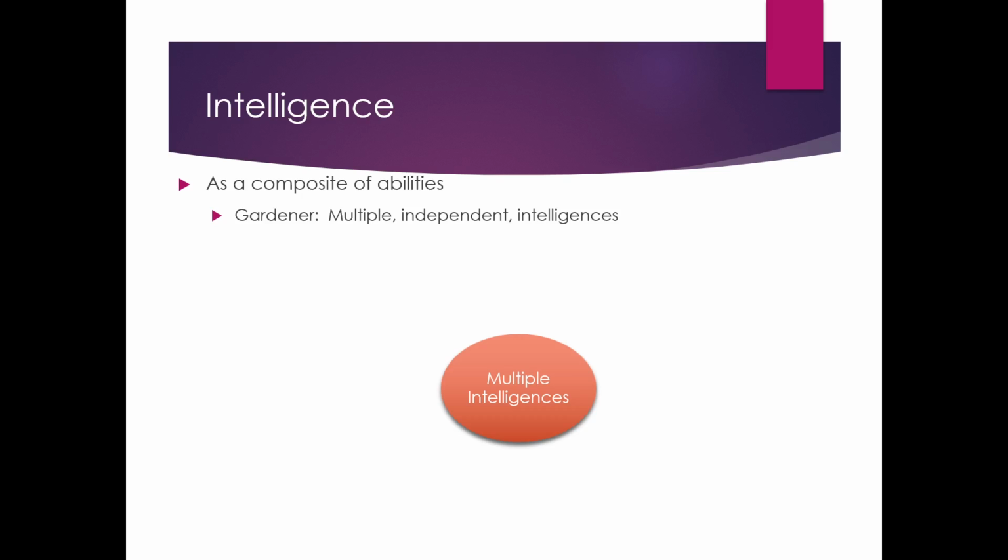So what it means to say multiple and independent is that there are all these different kinds of intelligences, and each one is completely independent of the others. So you could be high in one of them and low in a bunch of the others, or middle level on some and higher on others, like any mixture. They are not connected to each other. They are not dependent on each other.